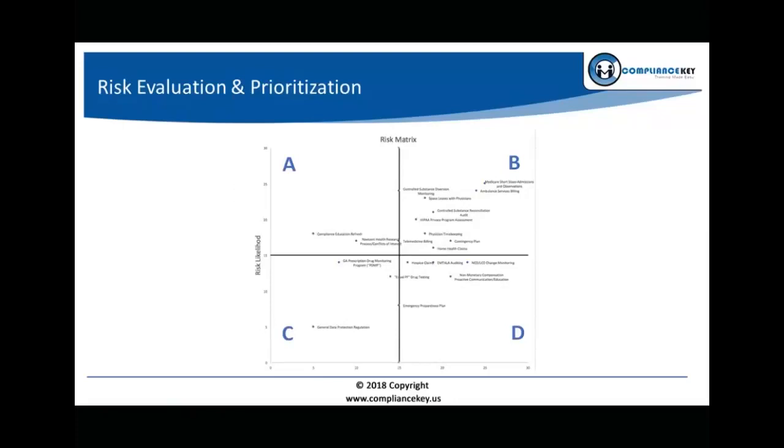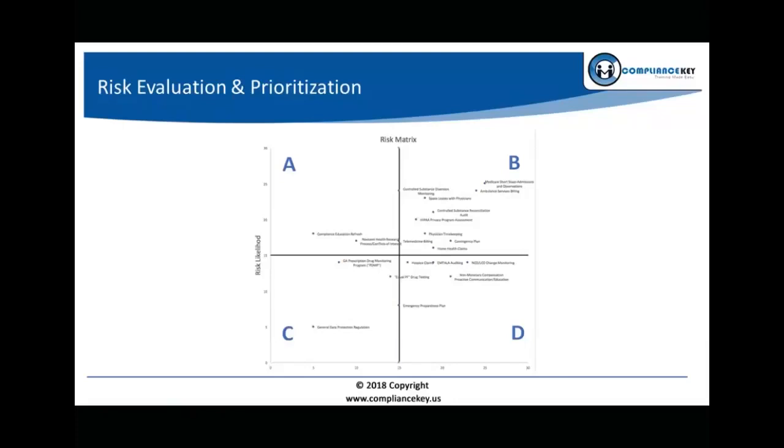Under this quadrant system that I have set up here as an example, one way to do it is quadrant A is going to be your low impact, high likelihood. So these are going to be low overall impact scores and high likelihood scores. Quadrant B is going to be high impact and high likelihood. So high overall impact score, high likelihood score. Quadrant C is going to be low impact and low likelihood. And then quadrant D is going to be high impact and low likelihood.